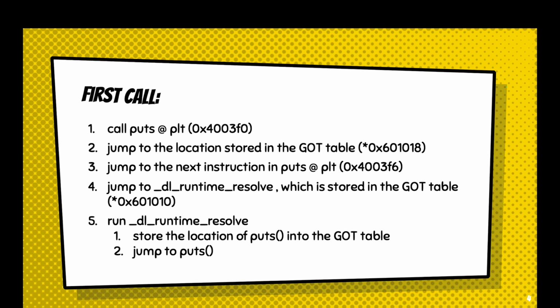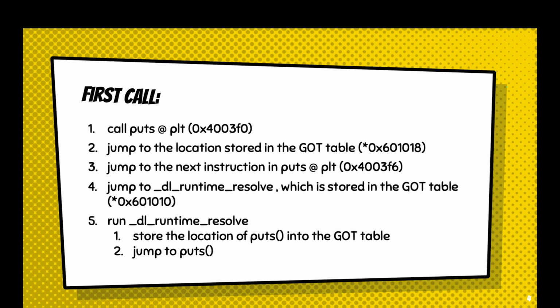And for that, the PLT section will continue executing to jump to _dl_runtime_resolve. And after calling _dl_runtime_resolve, the location of puts will be stored into the GOT table, and _dl_runtime_resolve will jump to the actual function, which is puts. And this is for the first time that we call function puts.